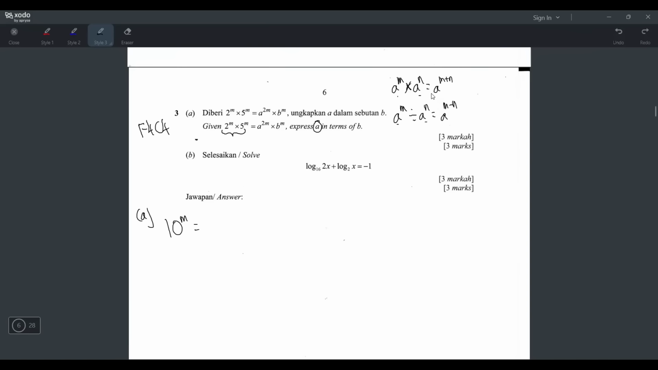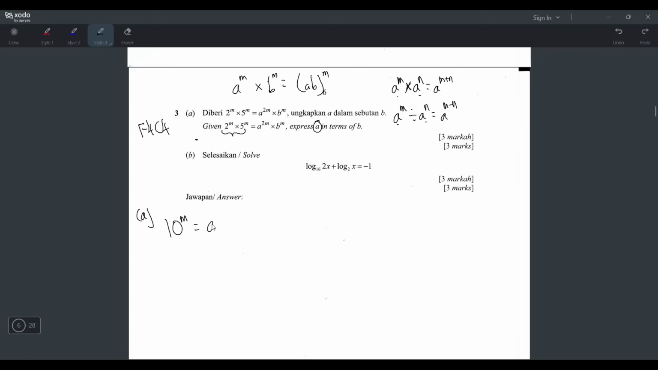Tapi one more thing is when dia tak sama base tapi power sama, dia sebenarnya boleh gabung also. But make sure the power is same lah, right? But what if the base is not same, power also not same? Then that one tak ada chance already lah. Okay? So this one you can see even though the base is not same but the power is the same. They are both power m. That means you can write it like this: 2 times 5, which is 10 power m.